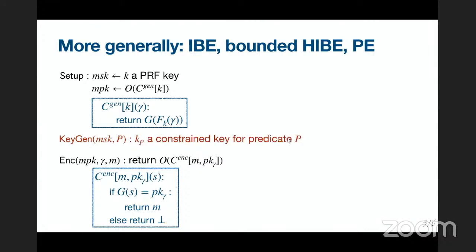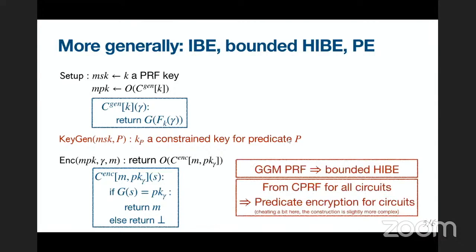And so more generally, you can extend this ID to generate a particular key that allows you to evaluate the PRF on some subset of the inputs, for instance, using a constrained PRF, and then you get predicate encryption. And so actually, what you can show fairly easily is that if you use, for instance, a prefix-fixing PRF, like GGM, you get bounded HIBE. And if you use a more general CPRF, for instance, CPRF for all circuits, you get predicate encryption for circuits. I'm cheating slightly here, but this is basically what happens.